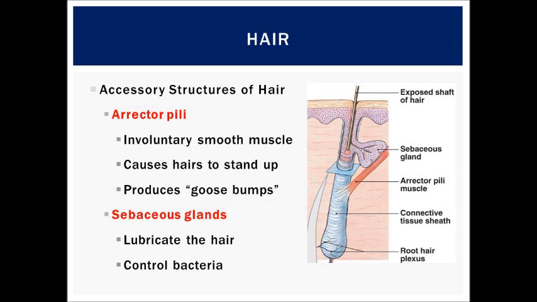The erector pili is an involuntary smooth muscle. Contraction of the erector pili muscle can cause the hairs to stand up straight, which produces goosebumps. For the sebaceous glands, it is important to produce secretion to lubricate the hair. It's like the natural hair oil.